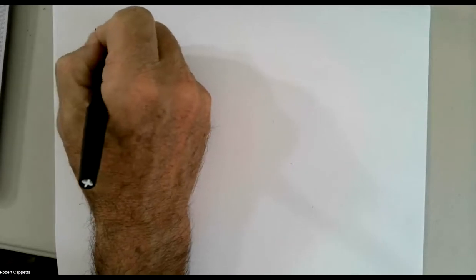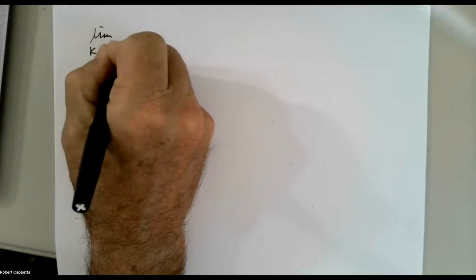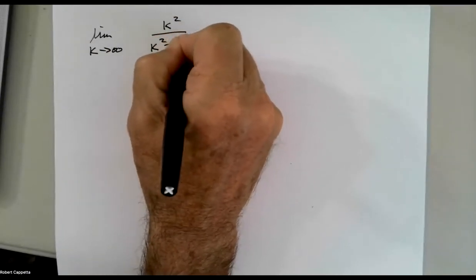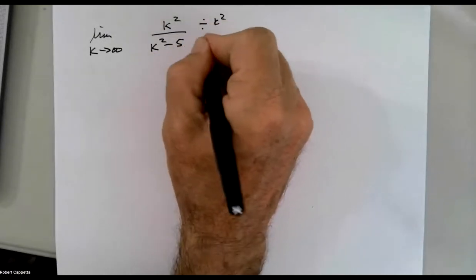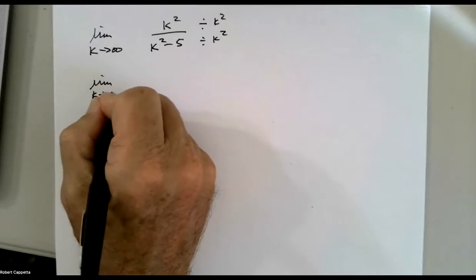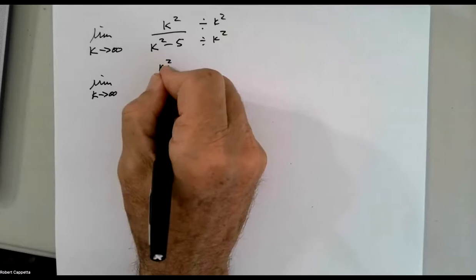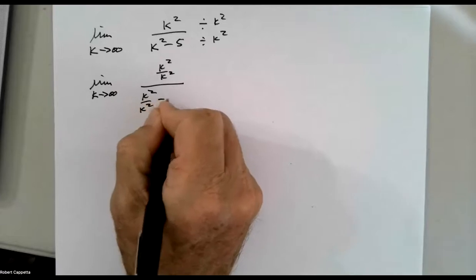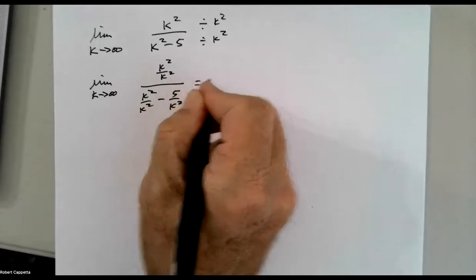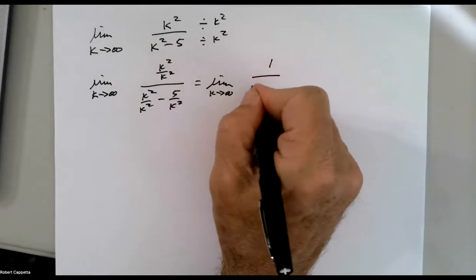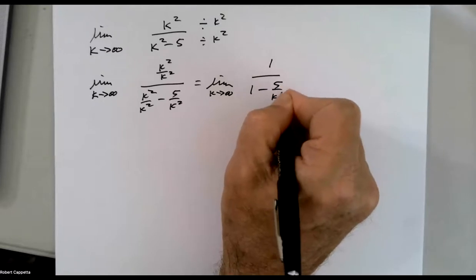So if I've got the limit as k goes to infinity of k squared over k squared minus 5, we're going to divide top and bottom by k squared. Divide the top by k squared, divide the bottom by k squared. So we have the limit as k goes to infinity of k squared over k squared over k squared over k squared minus 5 over k squared, which is the limit as k goes to infinity of 1 over 1 minus 5 over k squared, which is what?